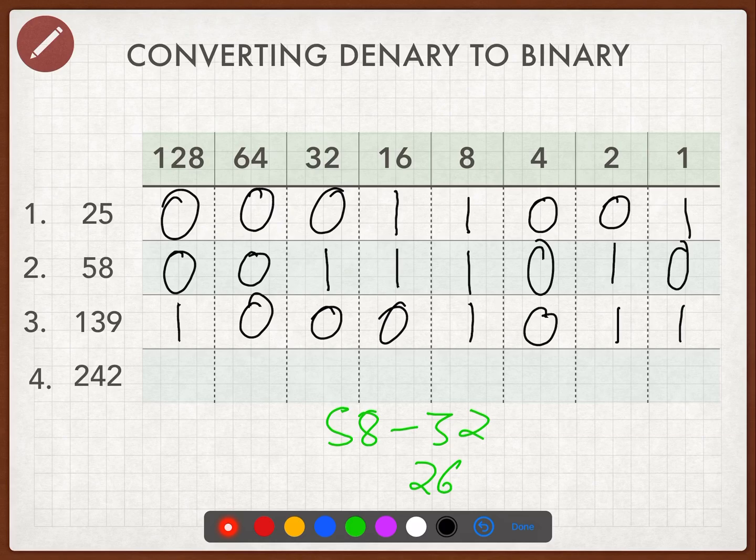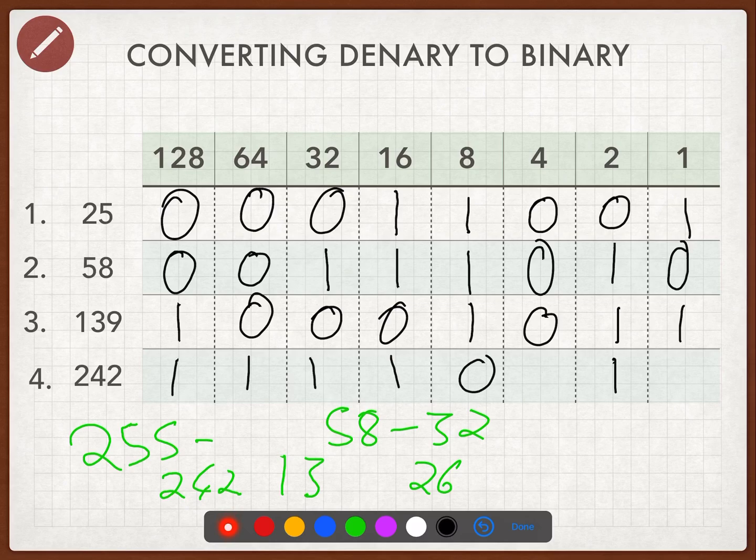Now 242, again, the easiest way of doing this is to say, well, I know that all of these numbers added together, all of the ones here, would be 255. But I don't want 255, I want to take 242 away from that, which leaves me with 13. So I've got to take 13 away. Now I know that 8, 4, and 1 make 13. So I can say, okay, well, I need every single one of these numbers except for 8, 4, and 1. And there we have it.